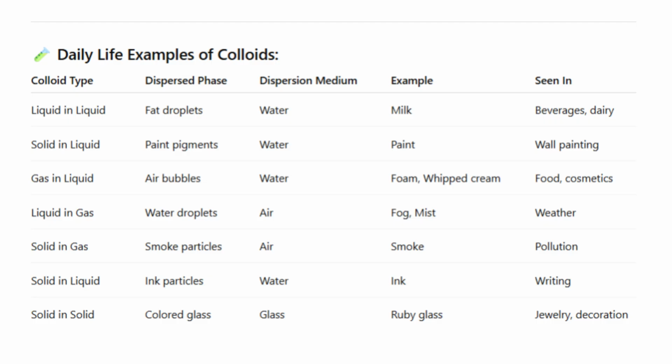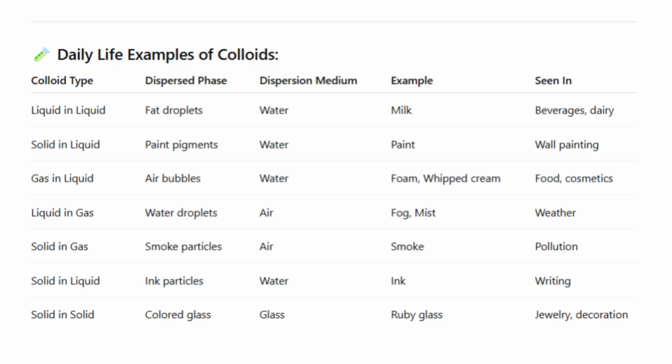Solid in liquid. Dispersed phase: paint pigments. Dispersion medium: water. Example: paint. Used in wall painting and coatings. Gas in liquid. Dispersed phase: air bubbles. Dispersion medium: water. Example: foam, whipped cream. Found in food, cosmetics, shaving cream.